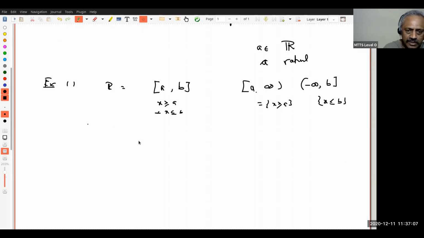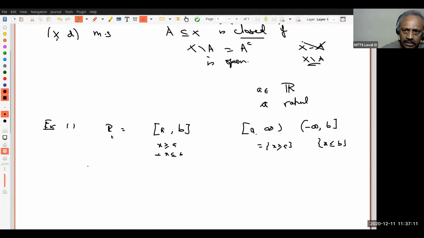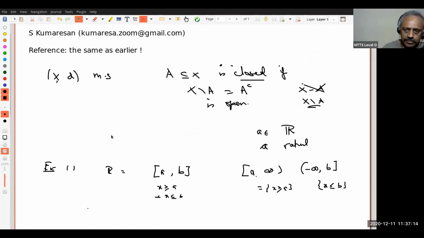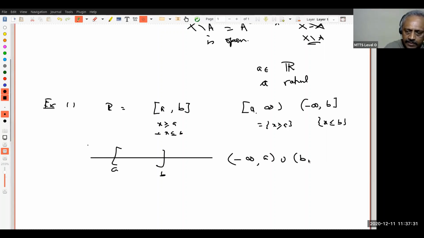Let us see. How do I say it's closed? Go back to the definition. This is closed in R. If you want to be precise, I may say closed in R, but that's not needed in general. I say it's closed in R if the complement is open. What is the complement? I have [a, b]. The complement is (minus infinity, a) union (b, infinity).